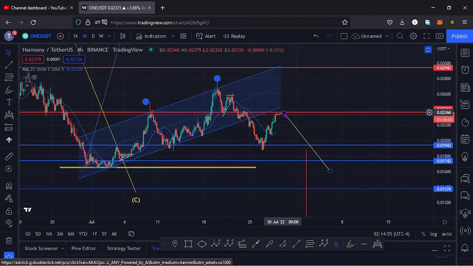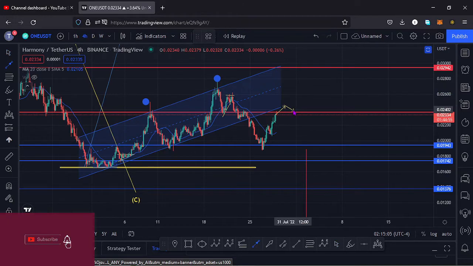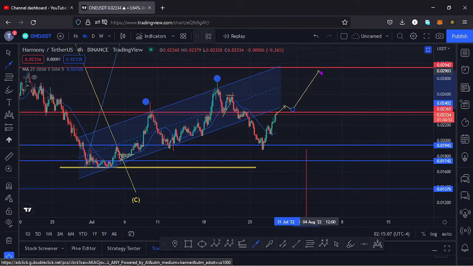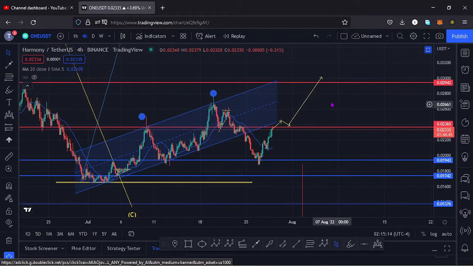And if we manage to break above that key area of resistance over here, and we have a successful retest of that key area of resistance, then it's possible that the price of Harmony 1 might continue unlocking higher prices and take us to around the $0.029 mark, because that is the next area where we have our next key area of resistance. And if we manage to break above that, then we can continue pushing to the upper side.